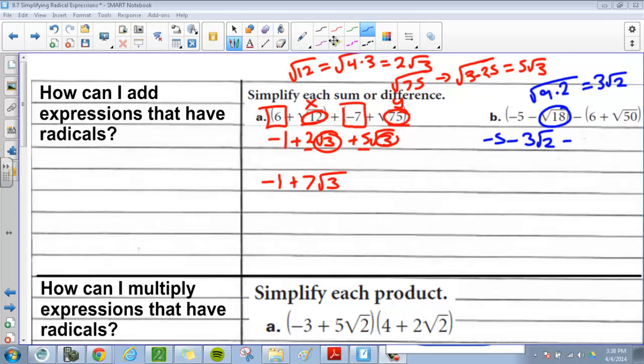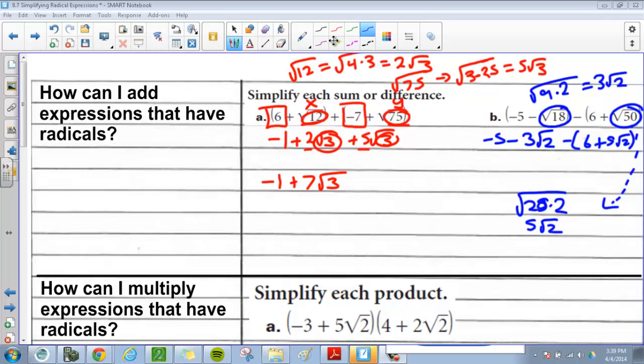So while we're subtracting 6 plus, let's figure out what this 50 is. We'll do that right down here. I got the square root of 25 times 2. And that's 5 square root of 2. So it does turn out to be right. That's 5 square root of 2. Good. So we have square roots of 2 here.